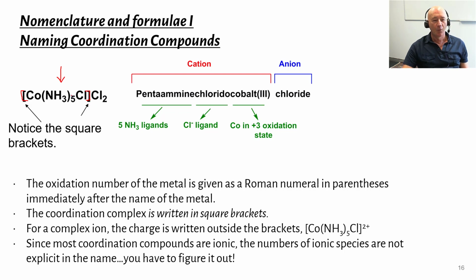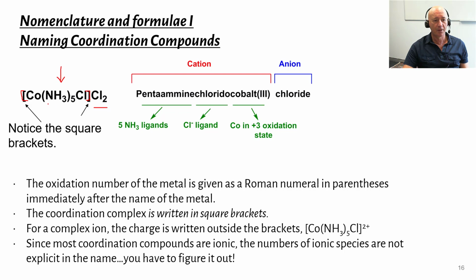So when you first look at this, I guess what maybe gets a little bit confusing is what's going on with this bit outside the brackets, and it's not always immediately apparent what the oxidation number for the metal ion is. So somehow you've got to figure all this out. So let's try and get our heads around this a little bit more.